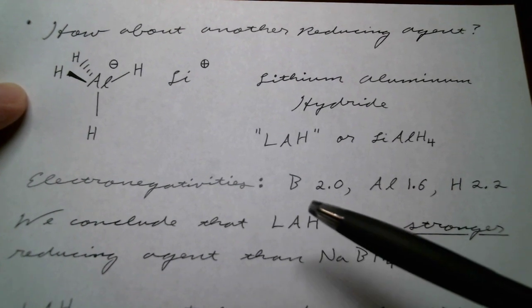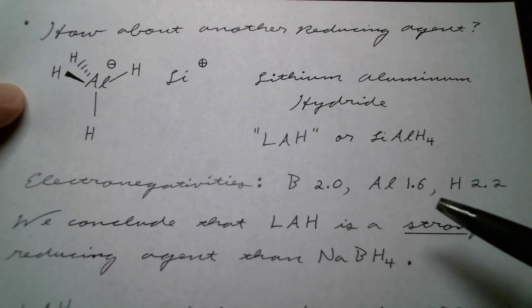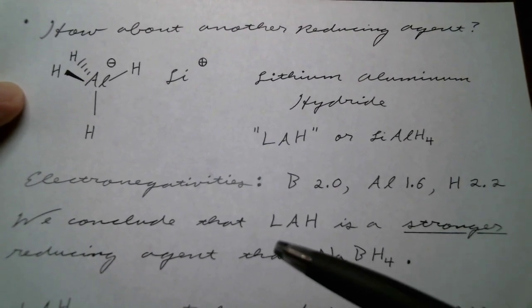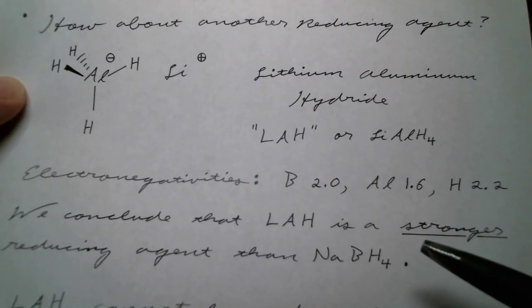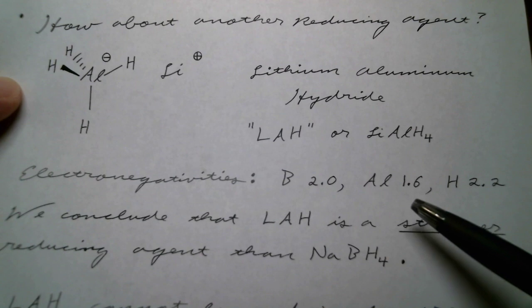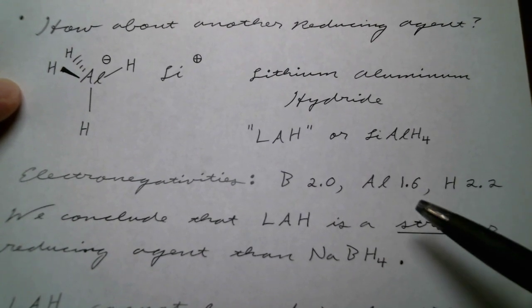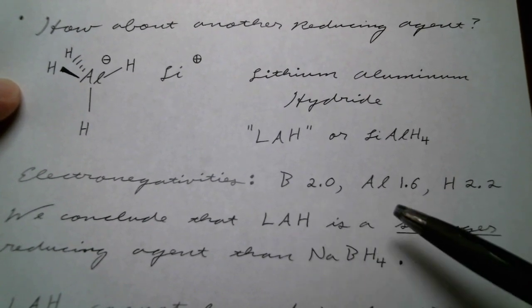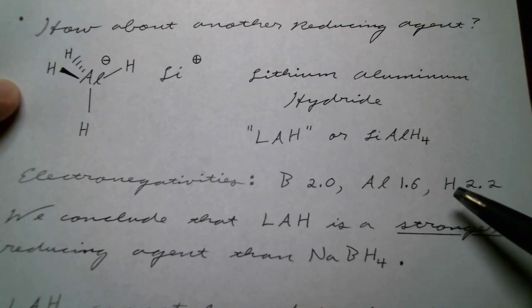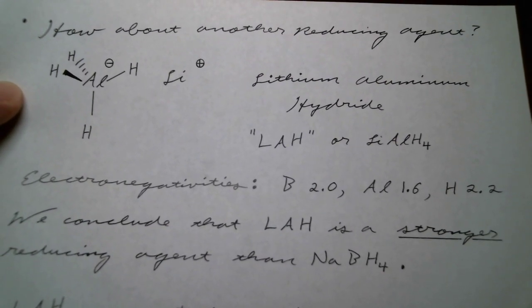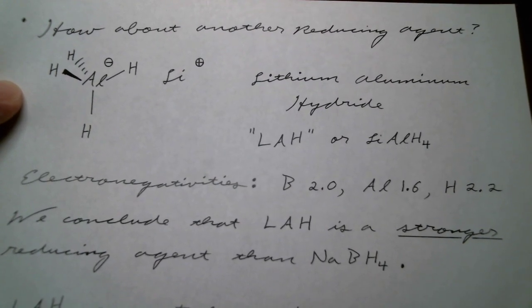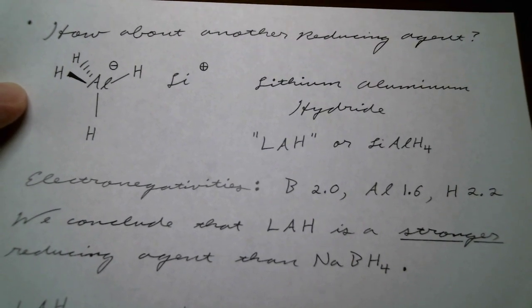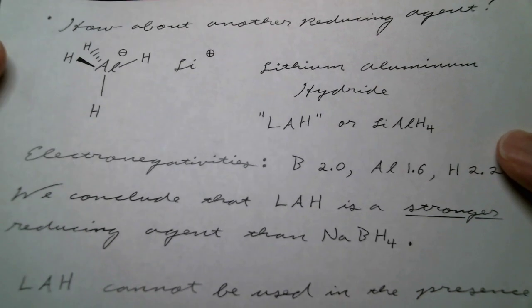In terms of electronegativities, well, boron's got 2.0, aluminum 1.6, and hydrogen 2.2. So you can conclude that lithium aluminum hydride is a stronger reducing agent than sodium borohydride. Why? Because there's a greater difference in electronegativity between the hydrogen and the aluminum than between the hydrogen and the boron. So hydrogen is even more tuned to be hydride and negative in lithium aluminum hydride. So it's a very powerful reducing agent, as one of my former students remarked: LAH, when it absolutely positively has to be reduced.